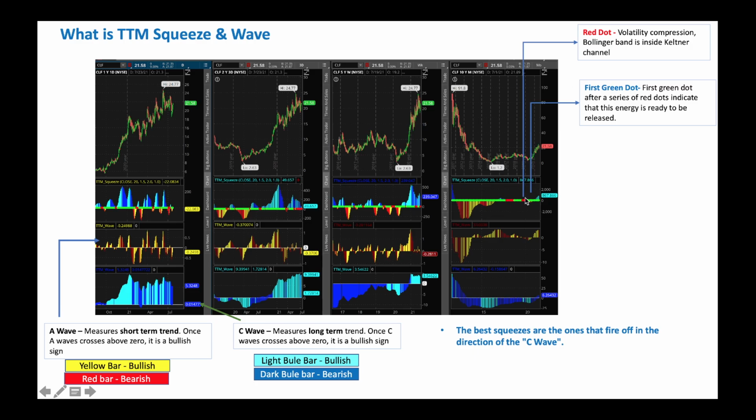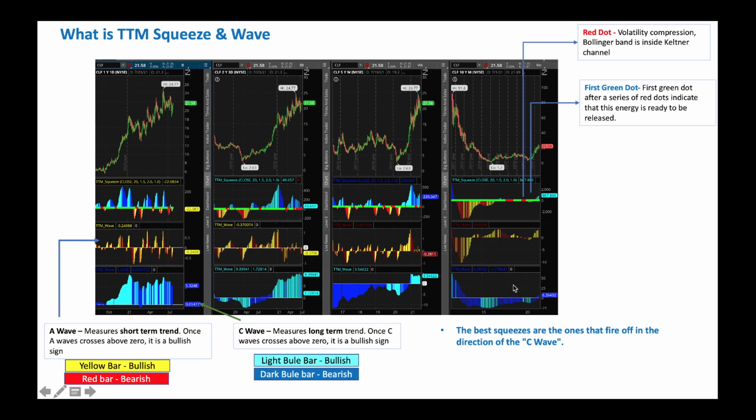bullish or bearish. To identify whether it's going to be bullish or bearish, that's where you have to look at the wave. So if the C wave, which is the longer term wave, is above zero, then it's going to fire on the bullish side or the higher side. But if the C wave is below zero, then it's going to fire on the bearish side.